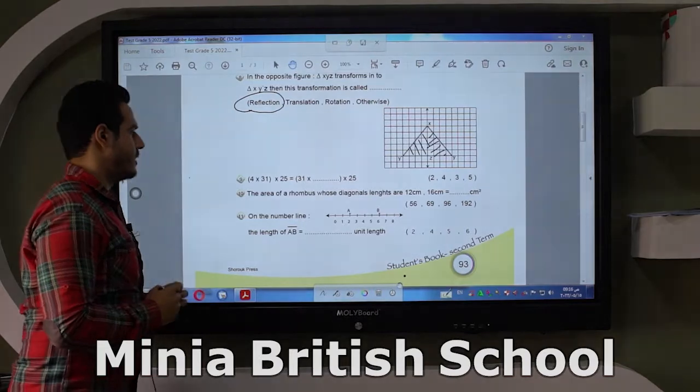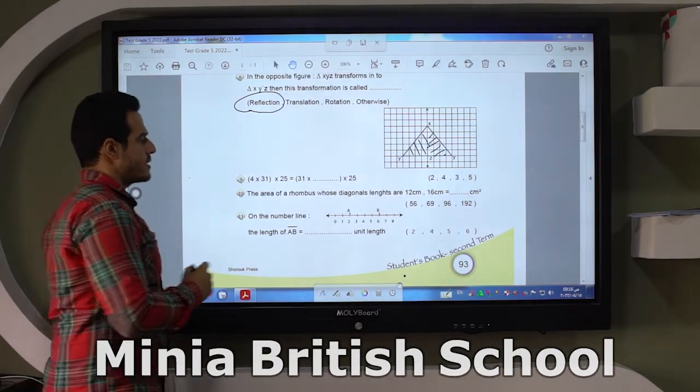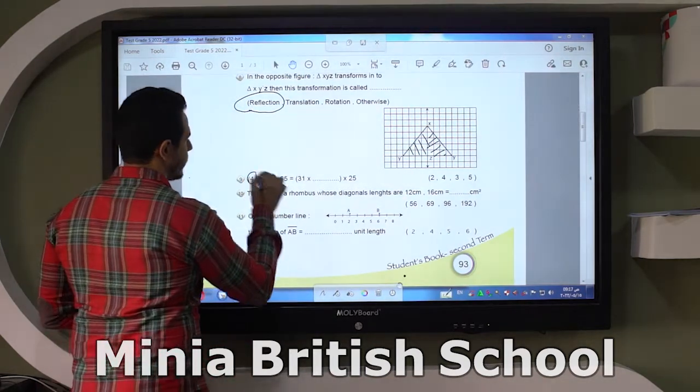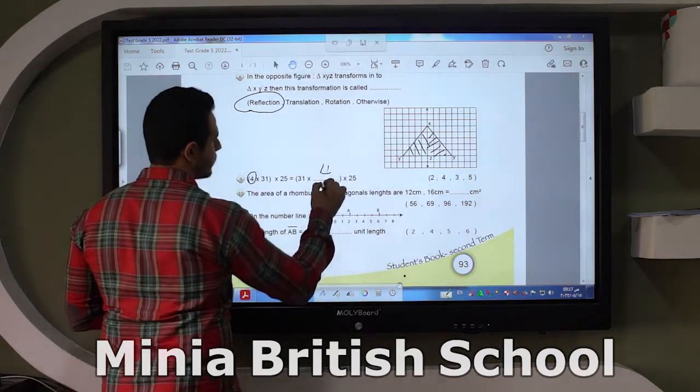Okay? Number 9, 4 times 31 times 25 equals 31 times what times 25? The missing number is 4. And this property is called associative. So the missing number is 4.